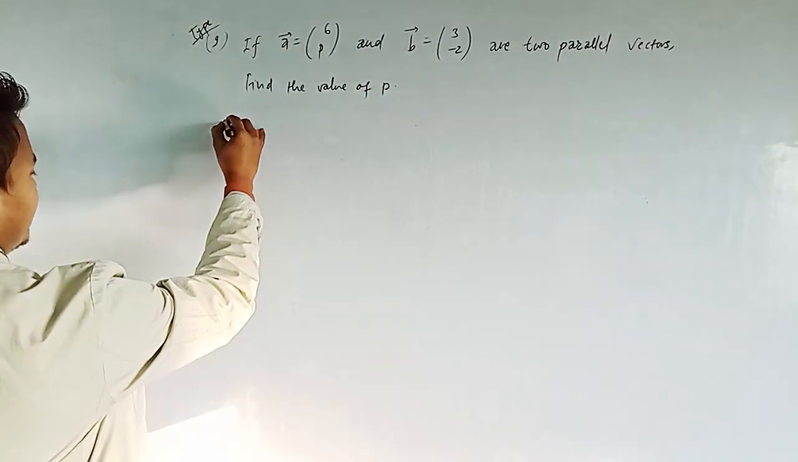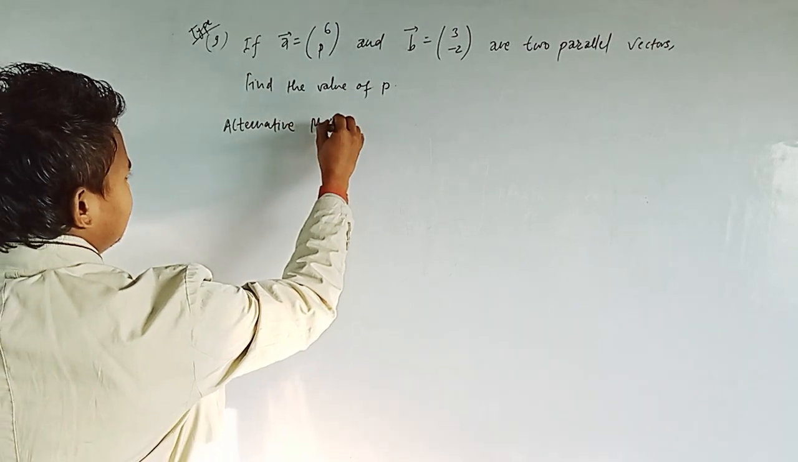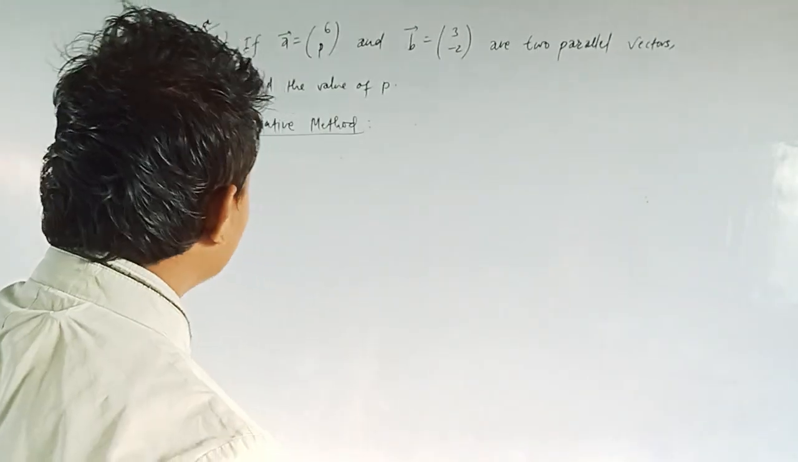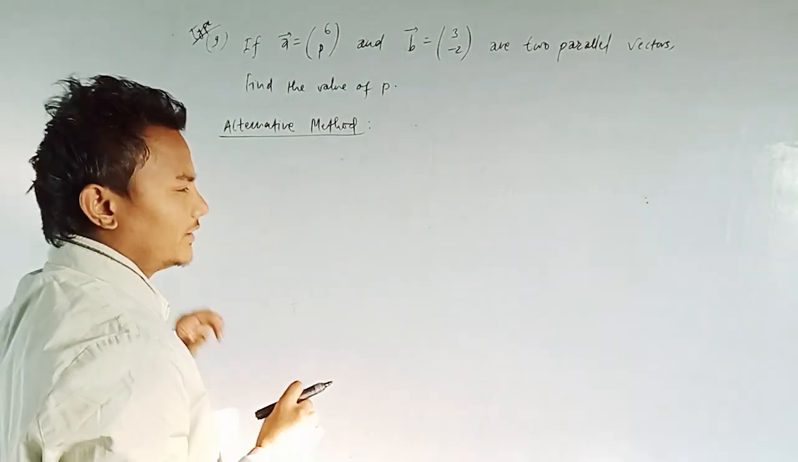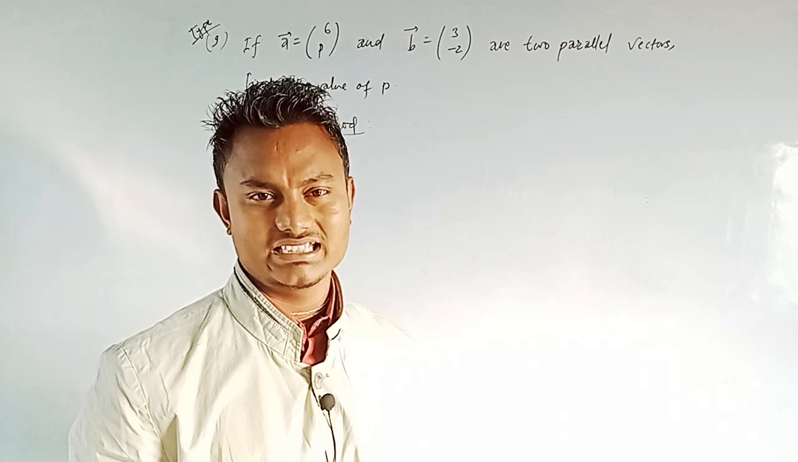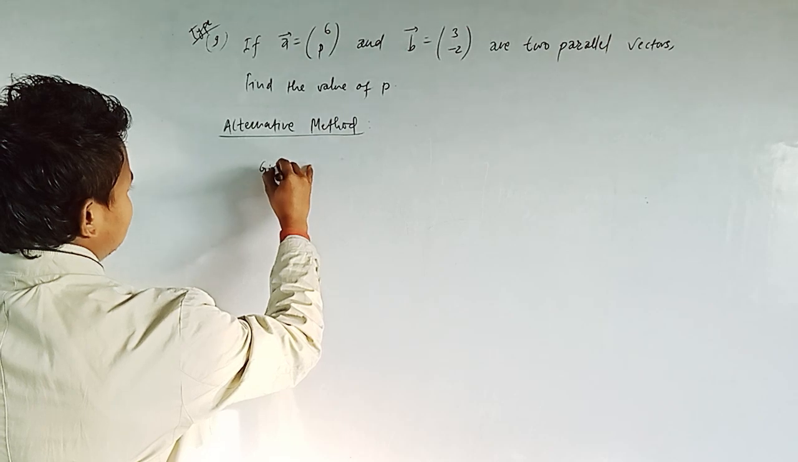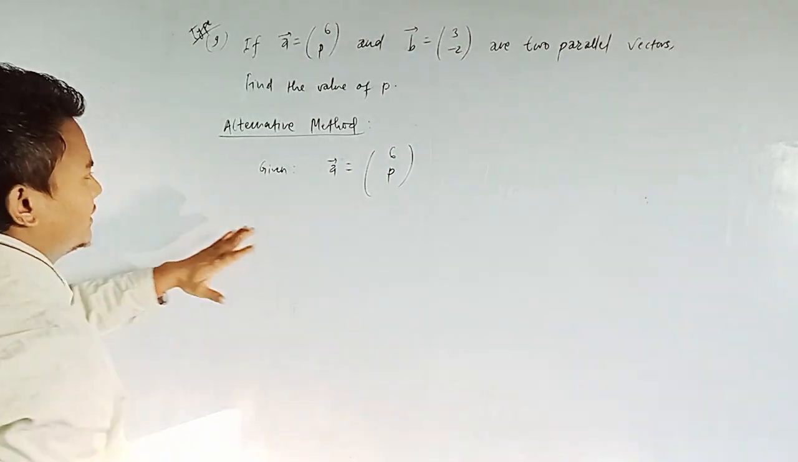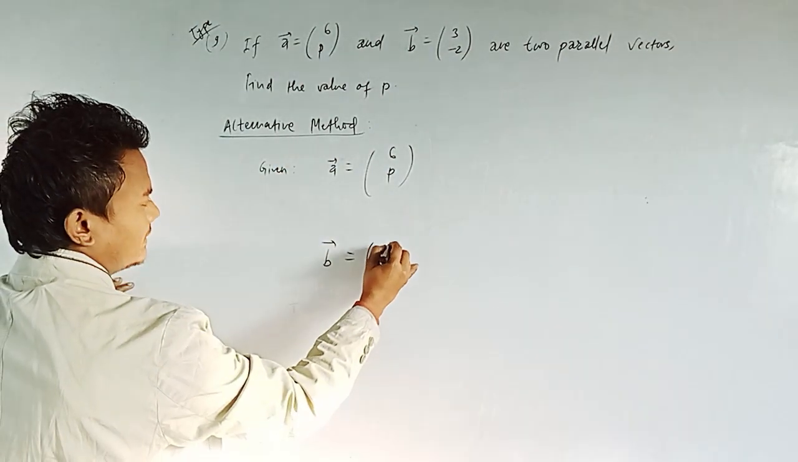So in the alternative method, we just have to calculate the value of theta. If two different vectors are given, then we can calculate two different values of theta, that is the direction of a vector. So let us see the first given vector. We have the first vector a equals 6p. Okay, so this is the first vector that is given, and another vector is b equals 3 minus 2.